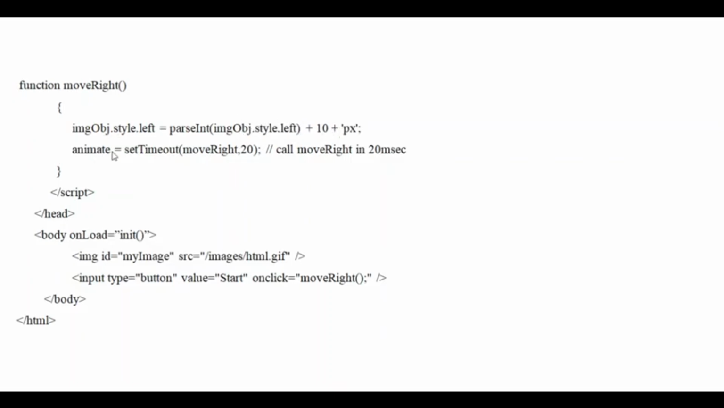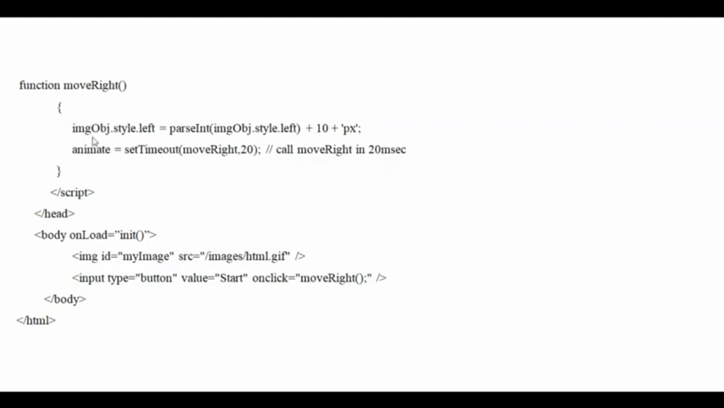Now animate, this variable we are initializing with the setTimeout function. In setTimeout, we have mentioned the moveRight function. This is the moveRight function. It will be closed within 20 milliseconds. So after 20 milliseconds it will not be active anymore.